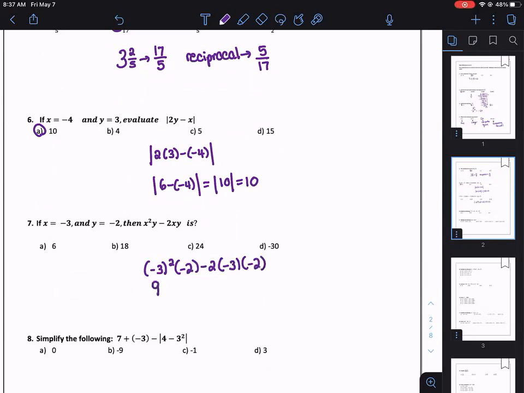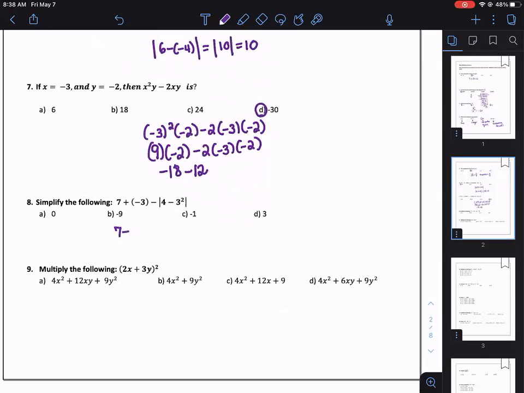So the exponent would occur first. That would be 9 times -2, which you can evaluate as -18. And then you can multiply these 3 values. So you have 3 negatives, which will stay negative. 2 times 3 is 6. 6 times 2 is 12. And we get -30 as our solution.